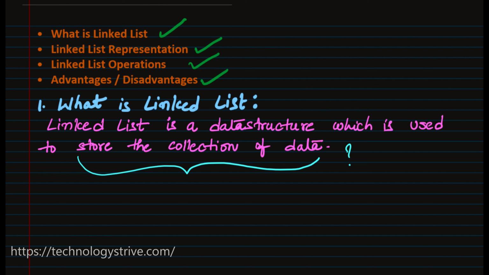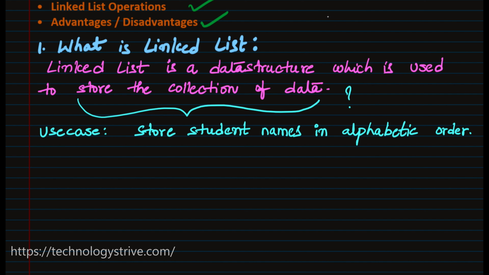The use case which I'm going to discuss here is we want to store student names who enroll for a particular course in alphabetic order. The use case here is to store student names in alphabetic order. Here, the students enroll for a particular course called CS and maximum number of seats are 50. Let's assume this is the requirement.